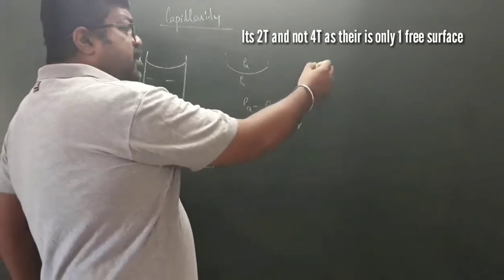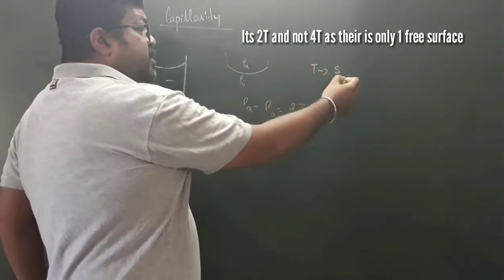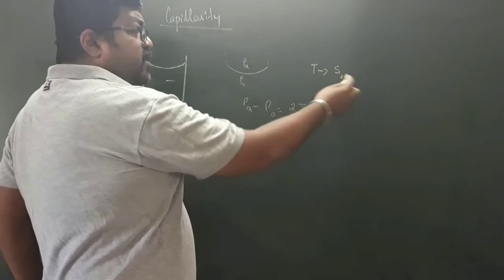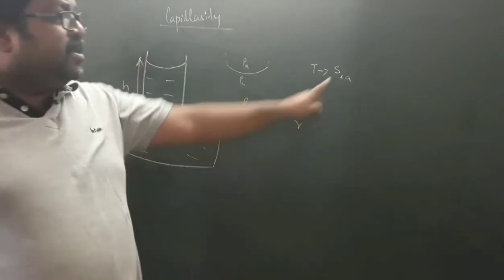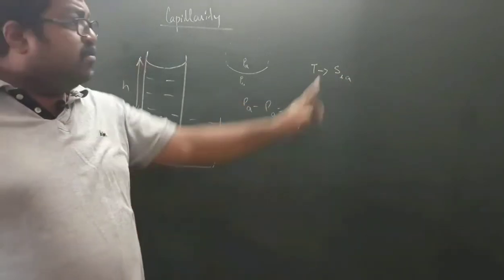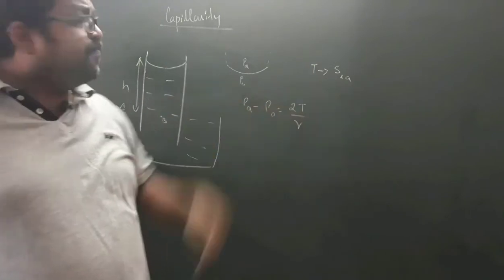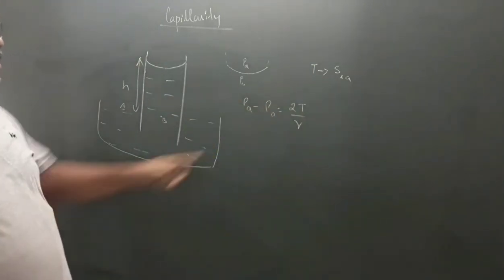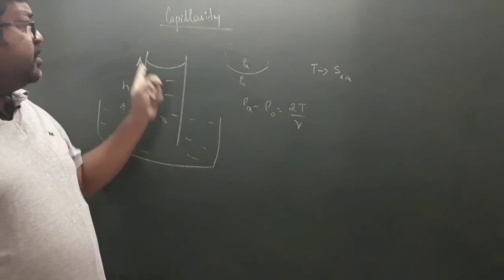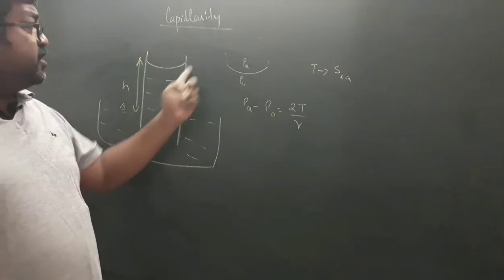Again, remember that T in your NCERT textbook is written as S, surface tension for liquid-air interface. Both mean the same. Now what is this R? R is the radius of this spherical meniscus.